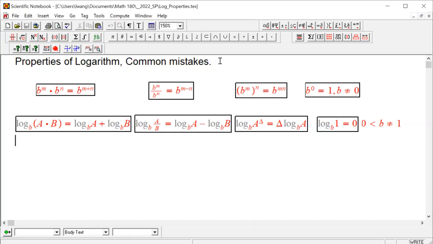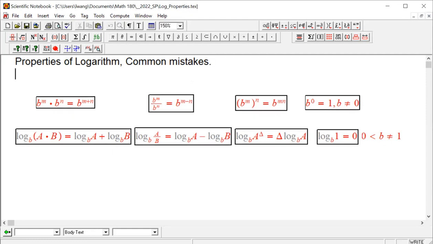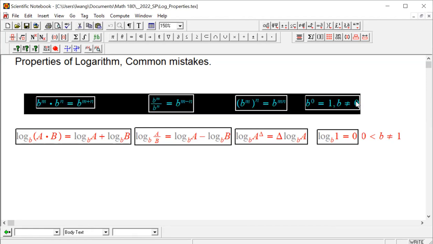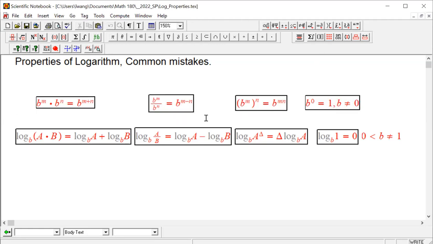Hello. In this lesson, we're going to talk about the properties of logarithms, the common mistakes, and the application of the properties. In the last lesson, we talked about how these properties are derived. For example, these properties are for exponentials. Exponents are involved, and the exponents can be positive and negative; the base can be any number as well.